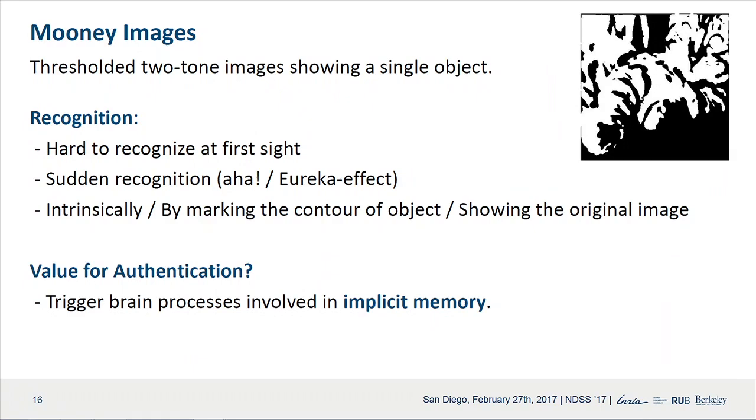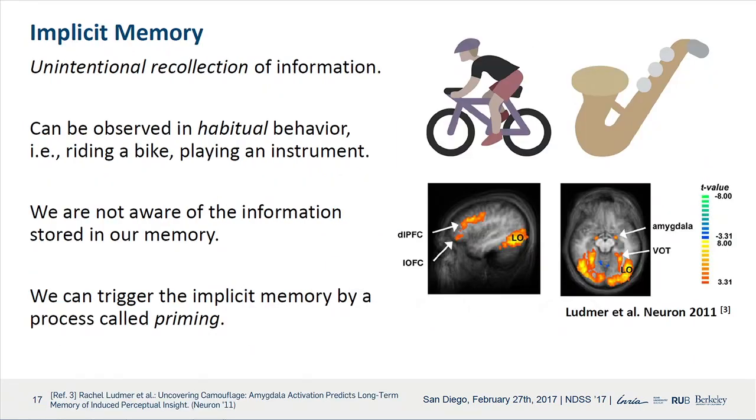You wonder what the value for authentication is with these Mooney Images. They trigger brain processes involved in implicit memory. So what is implicit memory again? Implicit memory is the unintentional recollection of information. Examples include riding a bike, playing an instrument, so habitual behavior. We are not aware of the information stored in our memory, but we can trigger the implicit memory by a process called priming. And as you can see on the right-hand side, the effects of priming can even be visualized using fMRI brain scans.